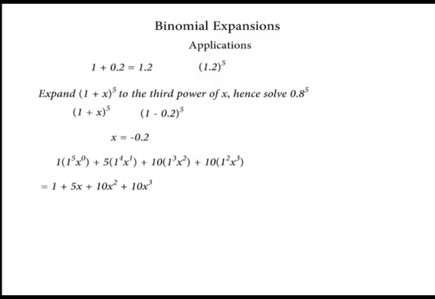We substitute: 1 plus 5 times minus 0.2 plus 10 times minus 0.2 squared plus 10 times minus 0.2 raised to power 3. That will give us 1 minus 1 plus 0.4 minus 0.08, and that gives us 0.32.